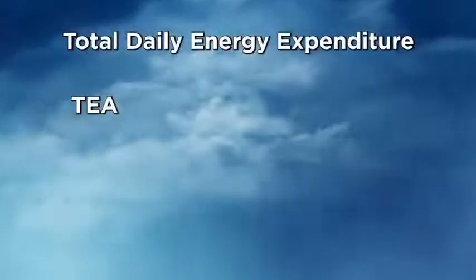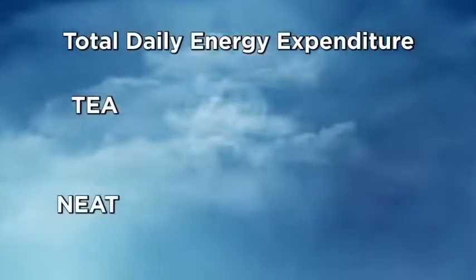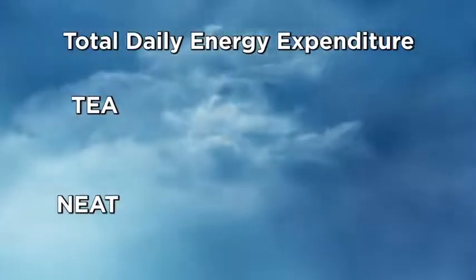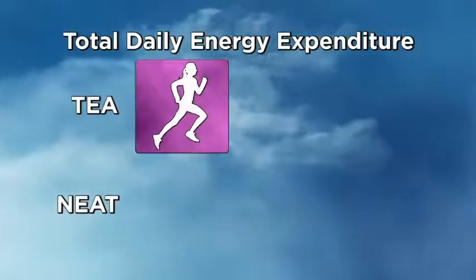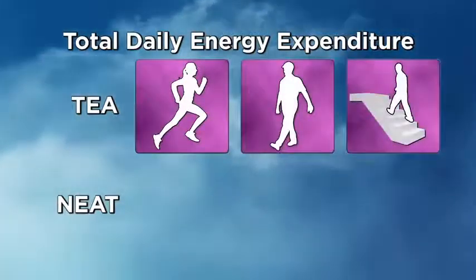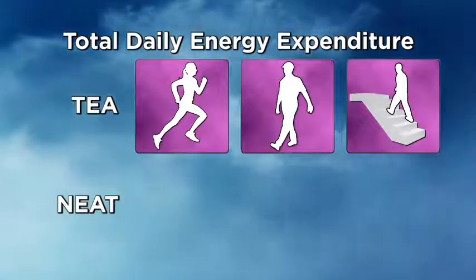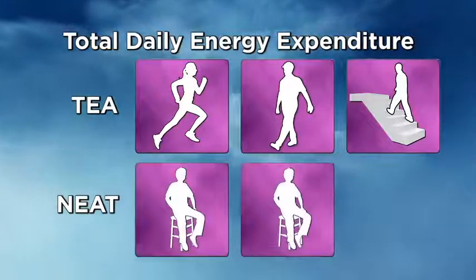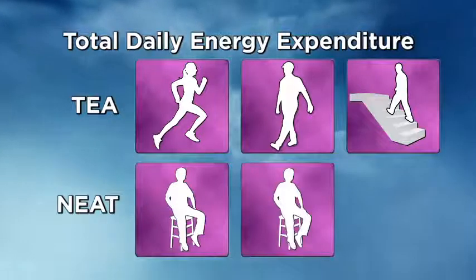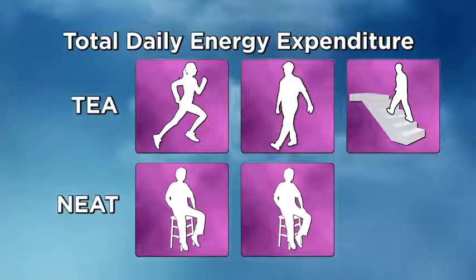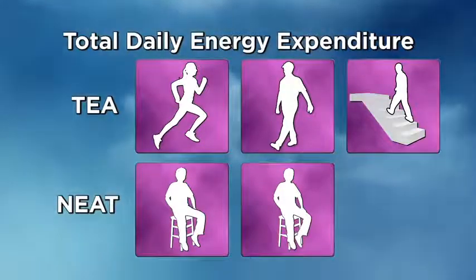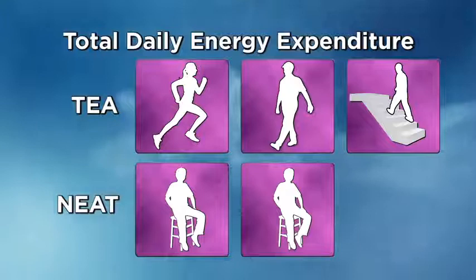And finally, the last components of your total daily energy expenditure are the thermic effect of activity and non-exercise activity thermogenesis, or NEAT. These include the energy cost of daily activities, including planned exercise, walking to work, or taking the stairs, and involuntary muscular activities like knee bouncing, toe tapping, or fidgeting. Obviously, the amount of exercise and activity you do will determine how much of a role thermic effect of activity, or NEAT, plays in your overall energy expenditure.